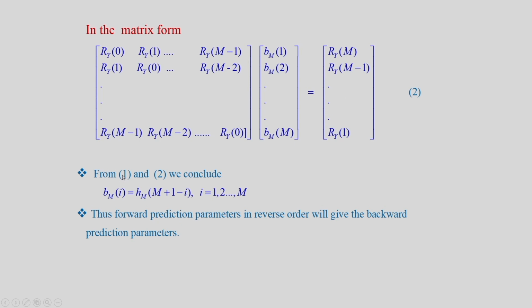Therefore, comparing with the forward prediction problem in equations 1 and 2 here, we get the relationship between the coefficients: b_m(i) is equal to h_m(m plus 1 minus i), where i goes from 1 to m. That means the forward prediction parameters in reverse order will give the backward prediction parameters. So, this is an important observation. These b_mi are nothing but the forward prediction parameters in reverse order.